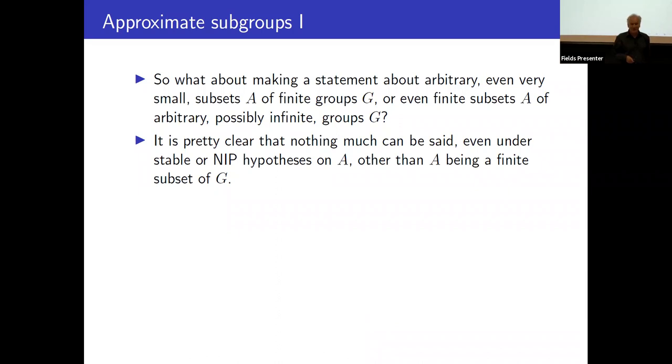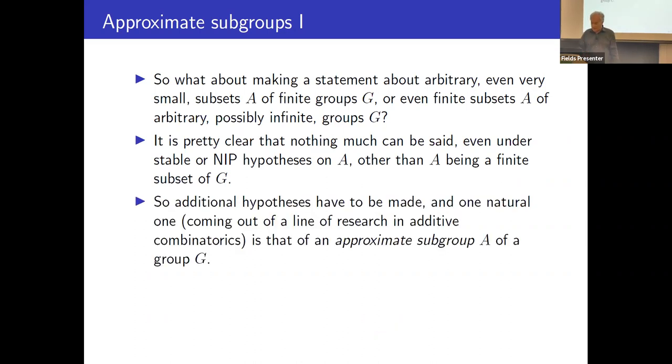It's got large stabilizer. I could take something which is a generically stable group, but underneath, low down, there could be all kinds of stuff going on. So it's a little bit like that model-theoretic phenomenon. You could say not much about a small thing in a large object, okay? So you have to make additional hypotheses in this case.